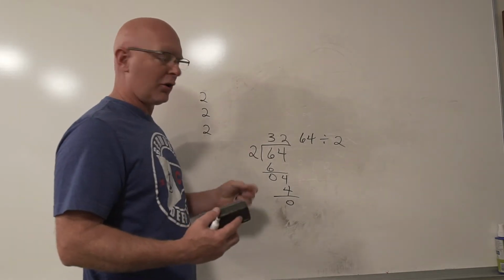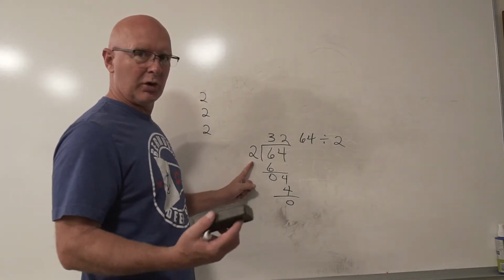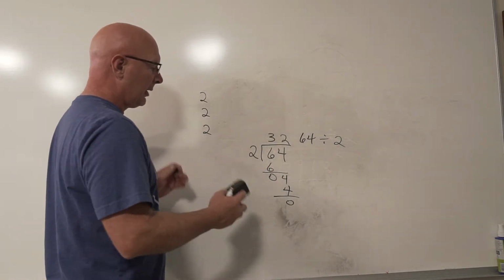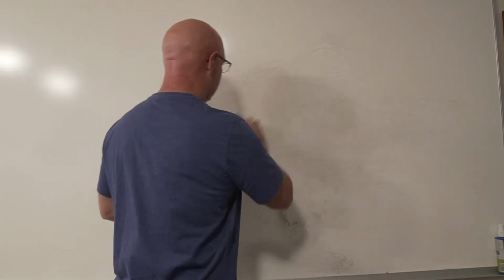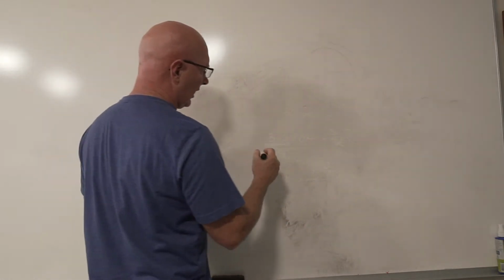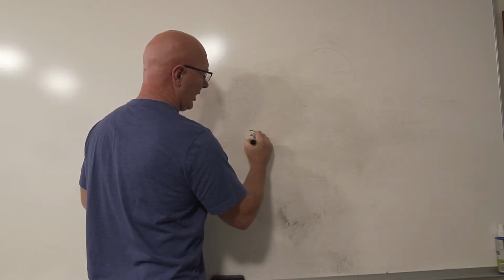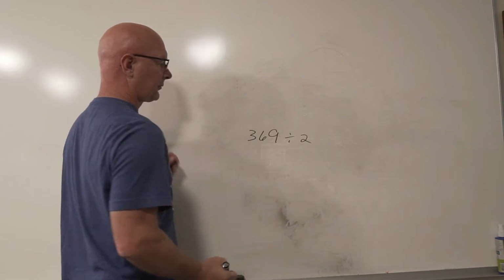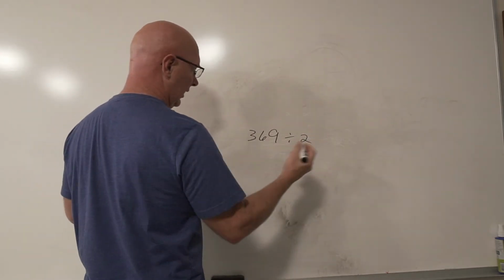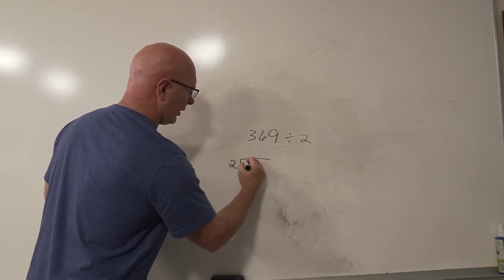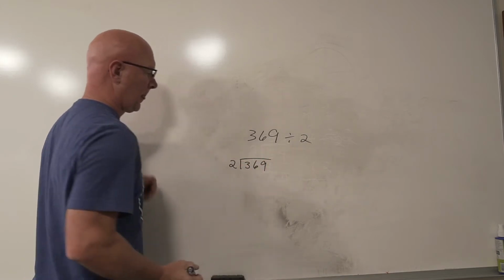It does get harder when this number gets to be 204 into that number, because then I start having to think about it. But let's work another problem. Let's keep doing this until we get all of the scenarios here. So let's say, what is 369 divided by 2? Okay, so again, we're going to rewrite this problem to be 2 divided into 369.